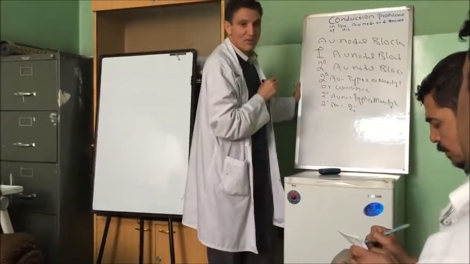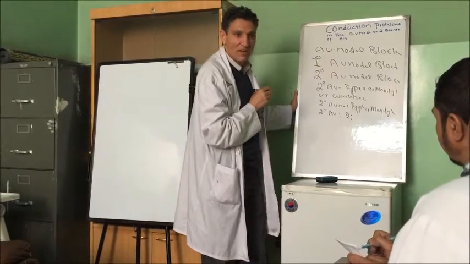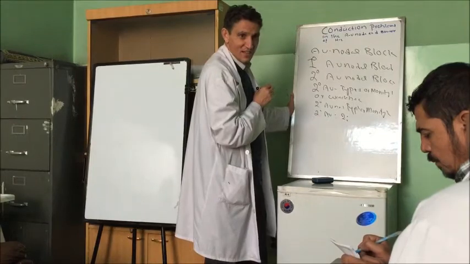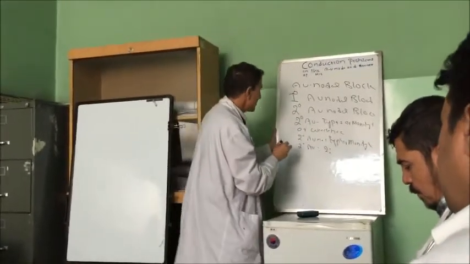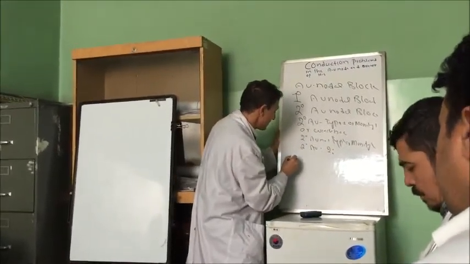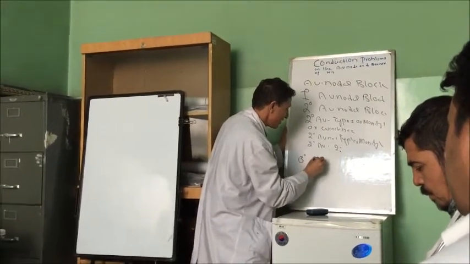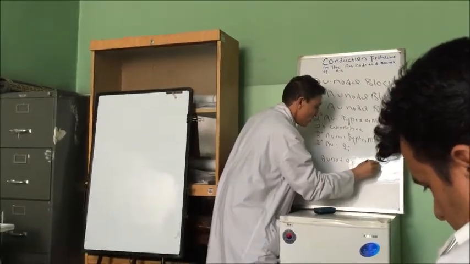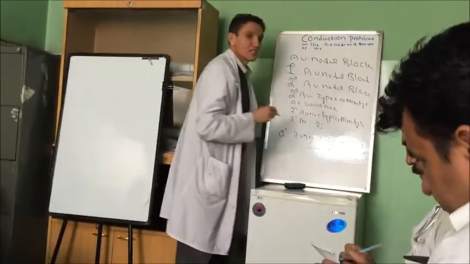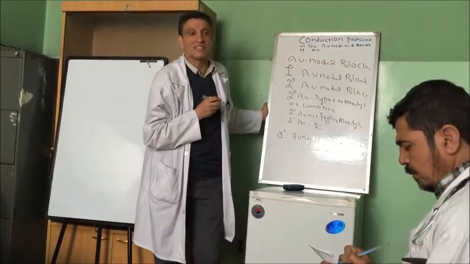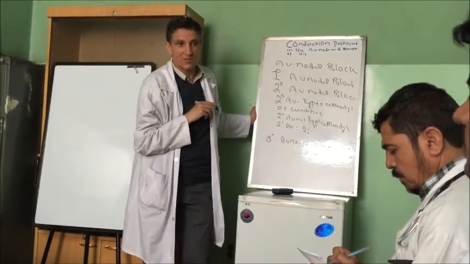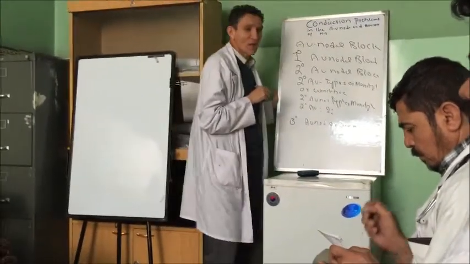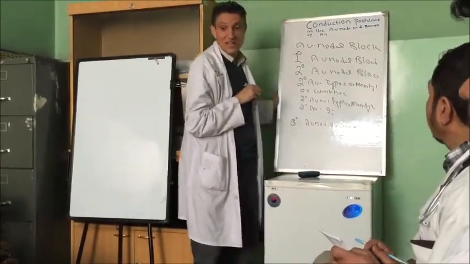And the last type of block related to AV nodal block is complete heart block, which has a poor prognosis. The last one is the third degree AV nodal block, complete heart block. This was the classification of the AV nodal block. I think every one of you now knows the AV nodal block. Now we'll explain one by one every type of the AV nodal block.